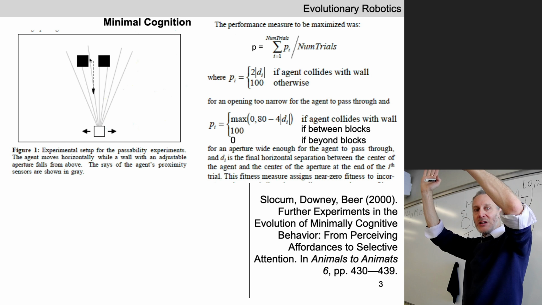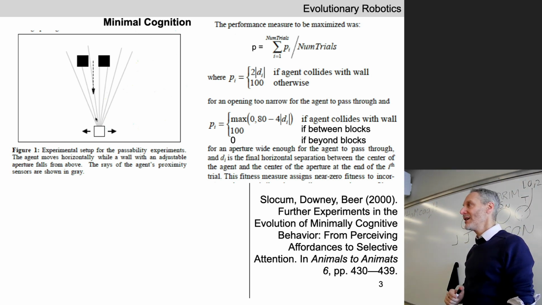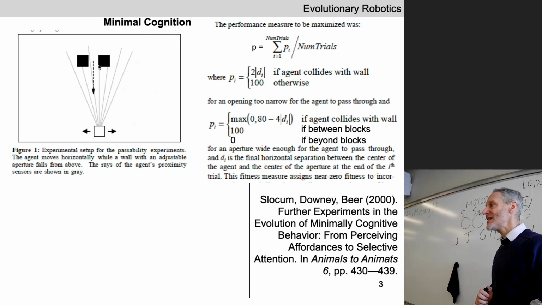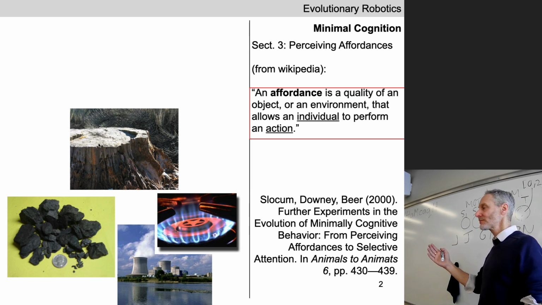If the gap between the pair of objects is too narrow for the robot to get through, it should run away. Go to the left and get out of the way and let the pair of objects hit, or go to the right and let the pair of objects hit. So they're going to evolve this robot to perceive the passability affordance. Can I get through the gap or not? So there's the individual, the action, the gap, something to do with the object itself.